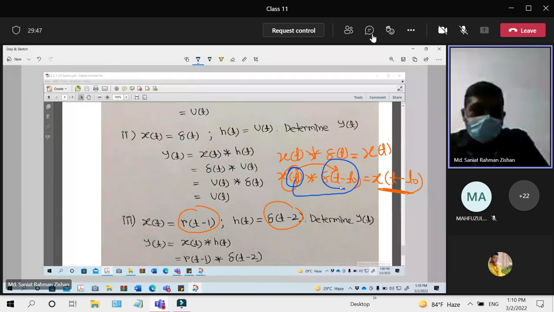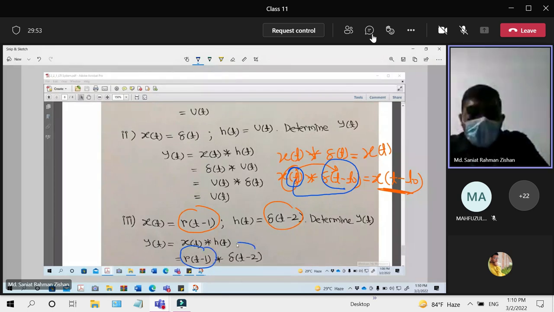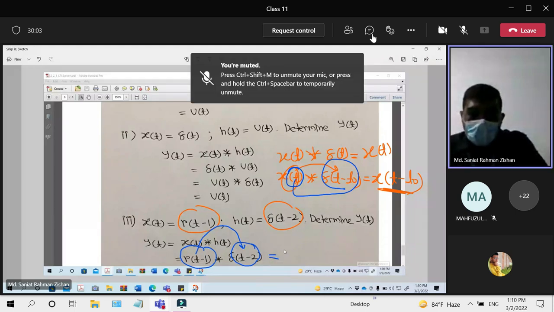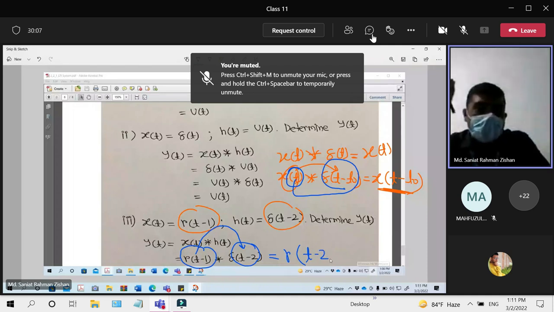Now let's go back to the problem. In this case, this one is x(t) and this one is delta(t - t naught). So this t will be replaced by t - t naught. What will be the answer? R(t) minus... Something is missing here.